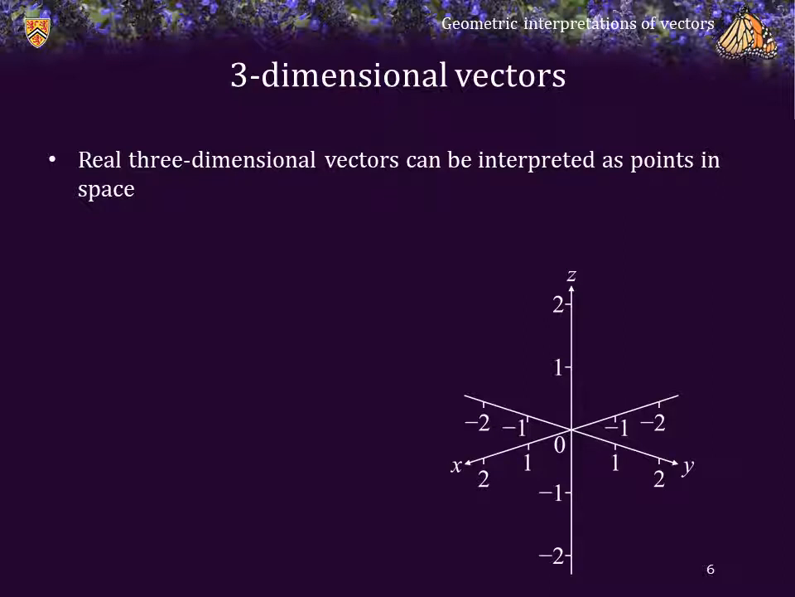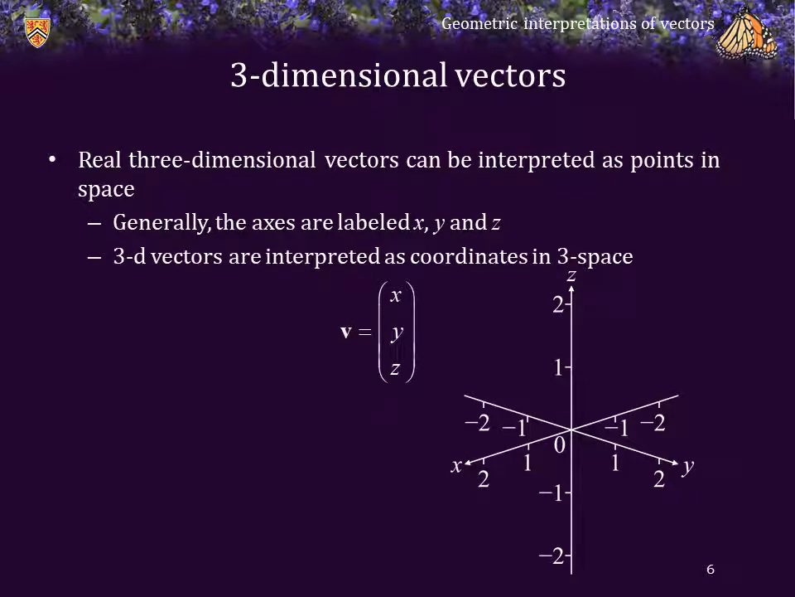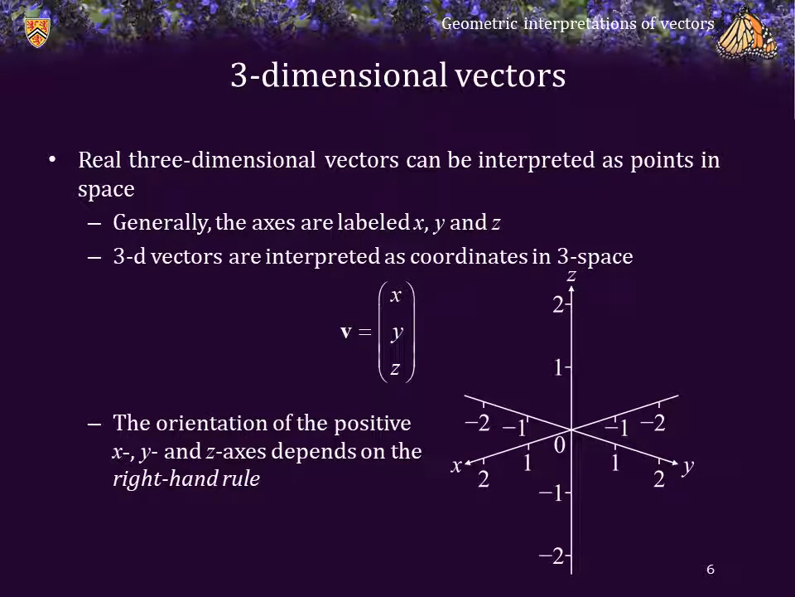Now, real 3-dimensional vectors can also be interpreted as points not on the plane, but in 3 space. Generally, again, the axes are labeled x, y, and z, and a 3-dimensional vector is interpreted as a coordinate in this 3 space. Now, the orientation of the positive x, y, and z axes depends on what is called the right-hand rule. Some of you may have seen this in secondary school.